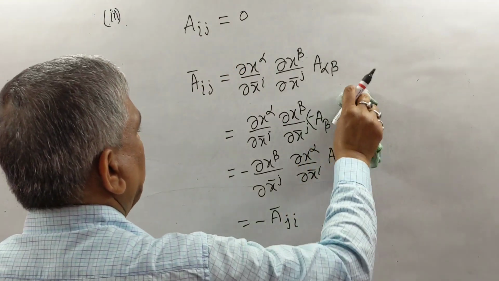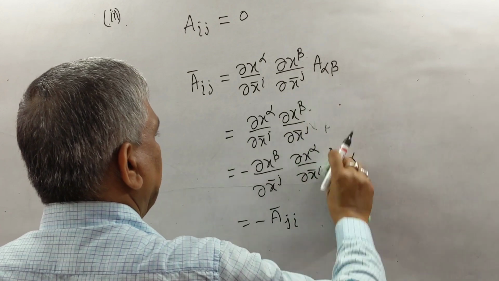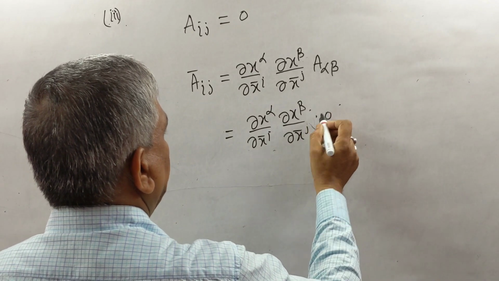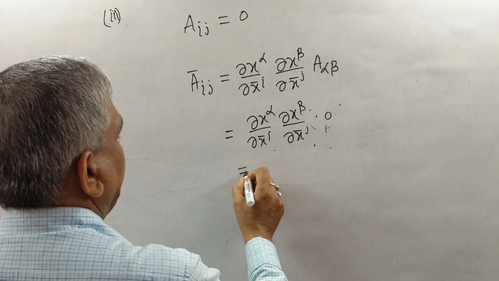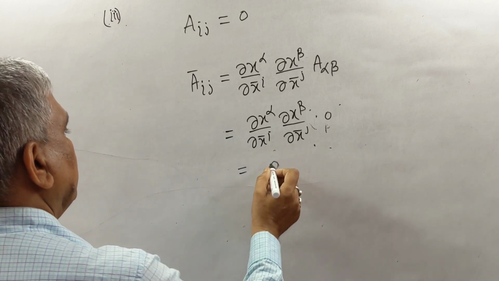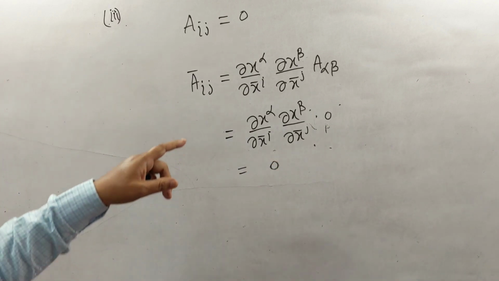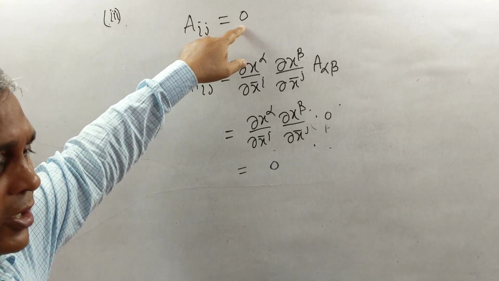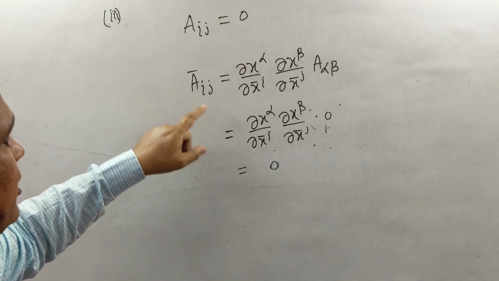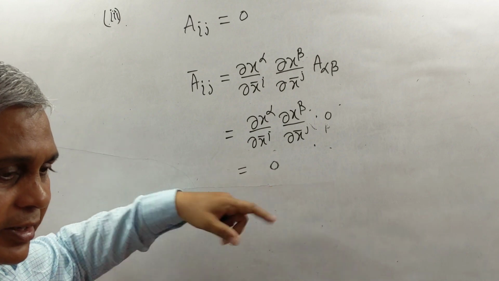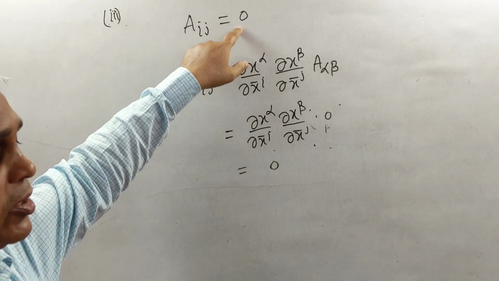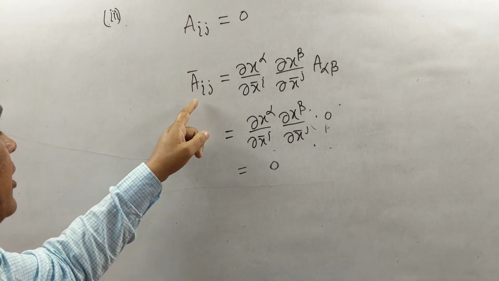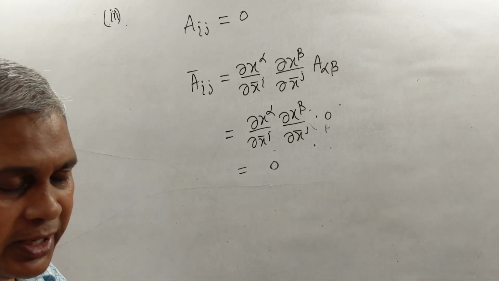So, in place of A alpha beta, we will get 0. So, this will be 0. That means this equal to 0. So, if A ij equal to 0 in X system of coordinates, then A bar ij is also 0 in X bar system of coordinates. That is, a tensor vanishes in X system of coordinates, then it vanishes in X bar system of coordinates, that means any system of coordinates.